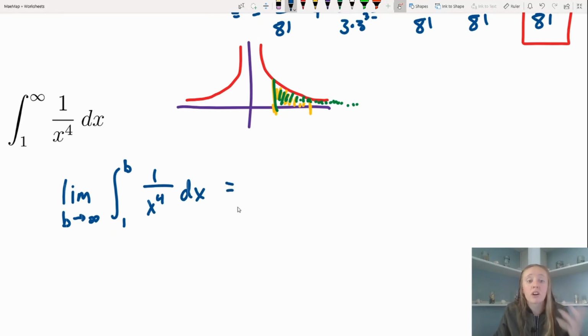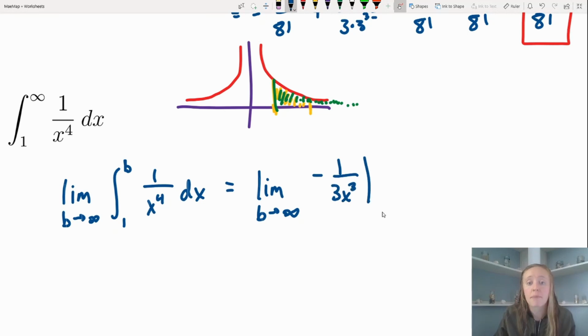Well, up above, we already integrated this, so we know that that's going to be negative 1 over 3x cubed. Remember, I still am taking this limit, so I'm going to take the limit as b approaches infinity of negative 1 over 3x cubed, and my bounds go from 1 to b. Now I'm going to plug in b and subtract plugging in 1, just like I did up above.